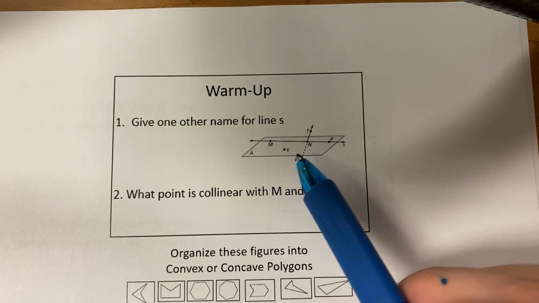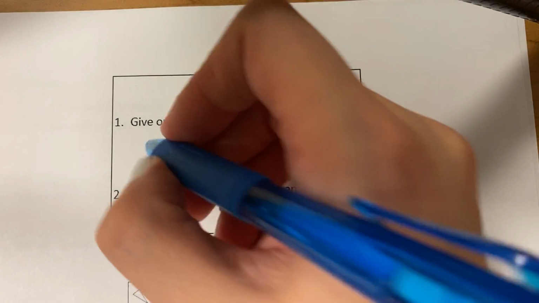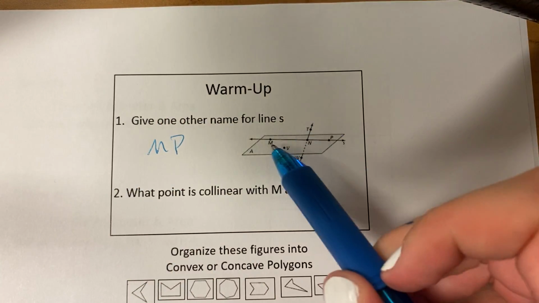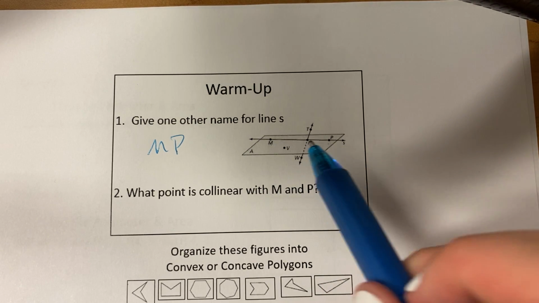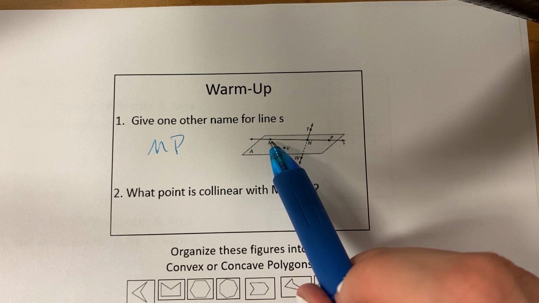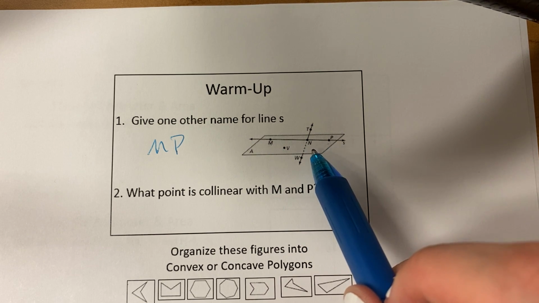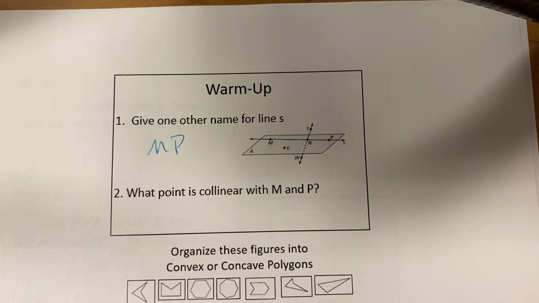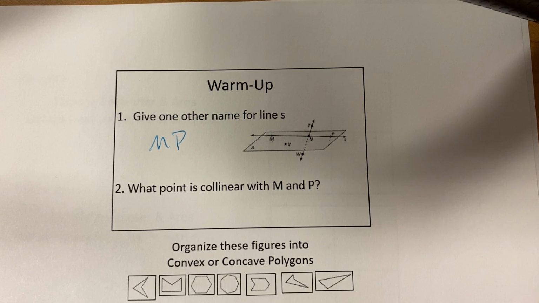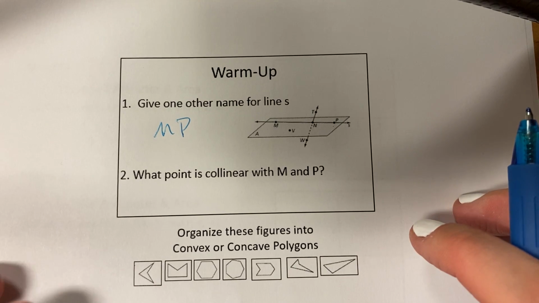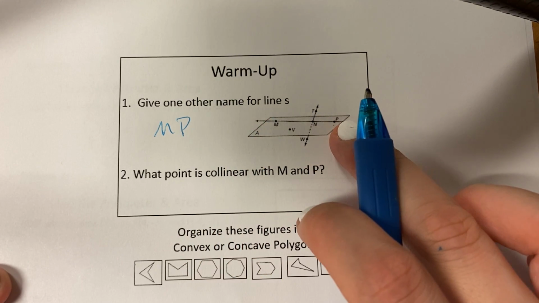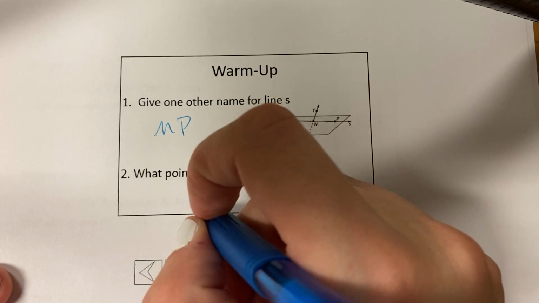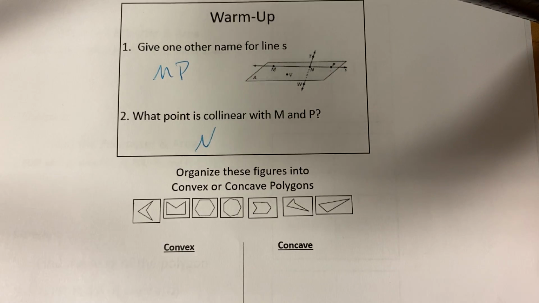Give another name for line S. There are a couple of names we could use, but let's just use MP because that's easy. Pick 2 points on line S, and that'll give it to me. So we could use NP, we could use MN, we could use PN. There's so many different options we could use. All right, what point is collinear with MP? See what point is on the same line as MP? Oh, look, N. We're done.